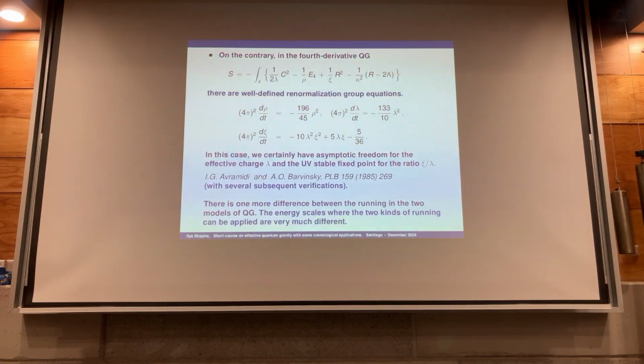This is Avramidi and Barvinsky in '85. I think it is a mistake; it should be '86. I will check. They found these equations and corrected Fradkin and Tseytlin, because in the Fradkin-Tseytlin paper it was plus 1/36, the fixed point change for the second parameter. But imagine that you start with this ultraviolet theory and you go to the infrared and want to see how it will look in the infrared.